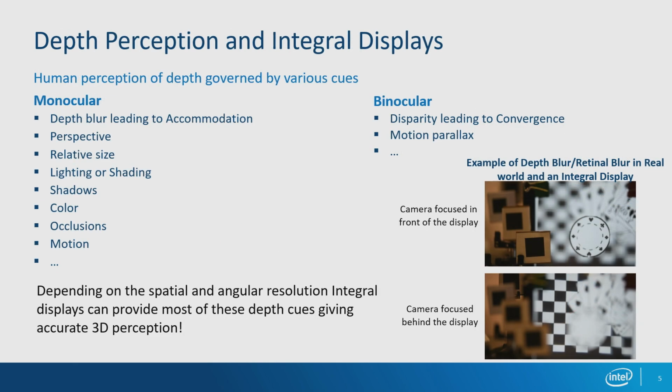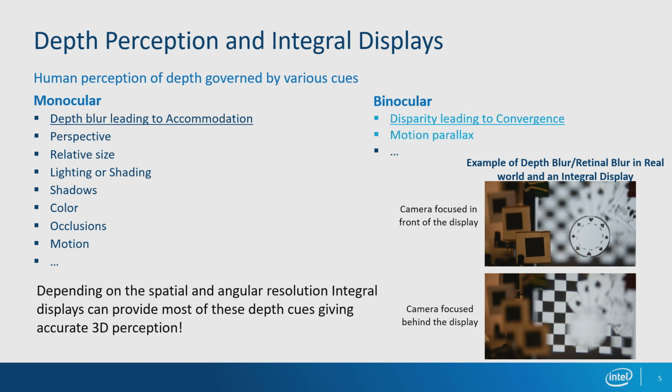So a few words about depth perception in humans. The depth cues, how we see 3D, can be broadly classified into 2. Binocular, we all just saw an example of using disparity and parallax. And the monocular cue is this important depth blur leading to accommodation of the eye. Accommodation of the eye is simply the focusing ability of the eye, where the eye can focus at different depths and the scene comes in and out of focus.